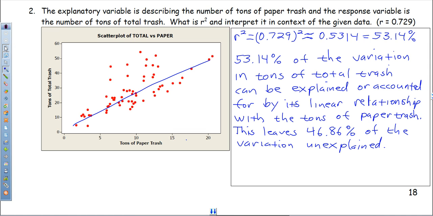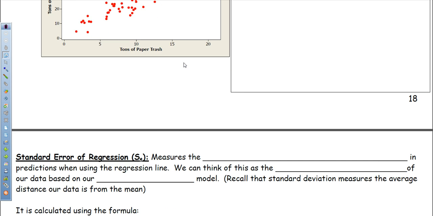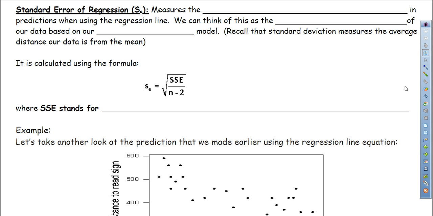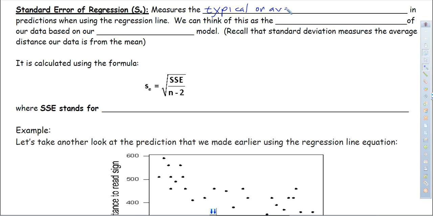Let's move on to the next page, and let's look at the standard error of regression. So the standard error, or standard error of regression, that's S with the subscript of E. This measures the typical or average amount of error in predictions when using the regression line.